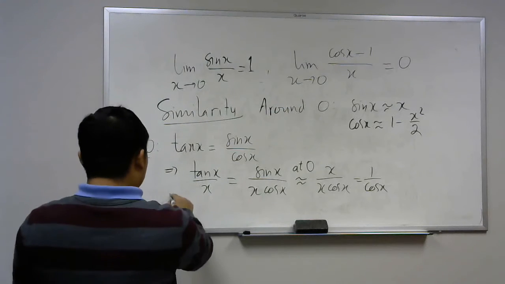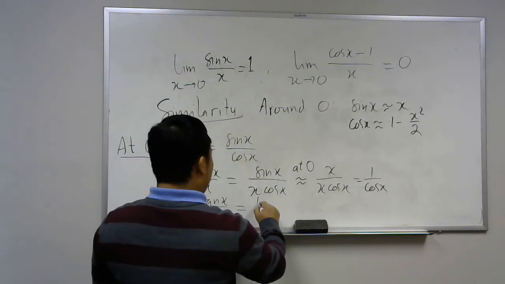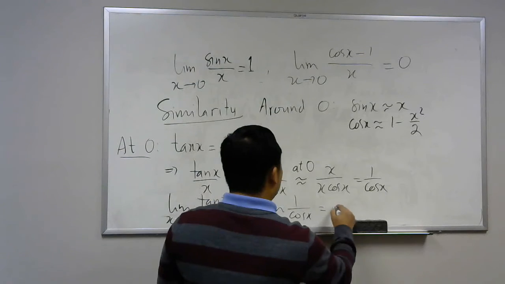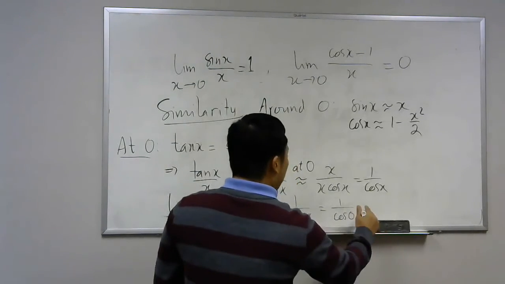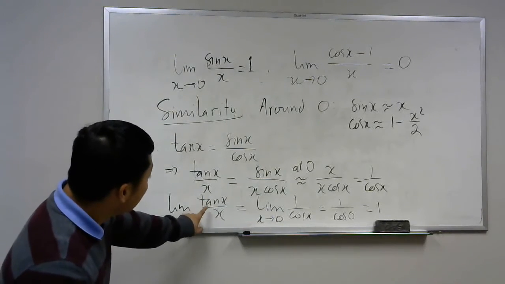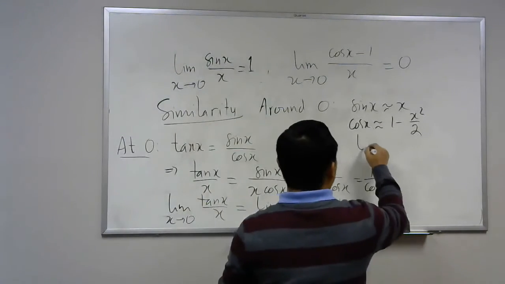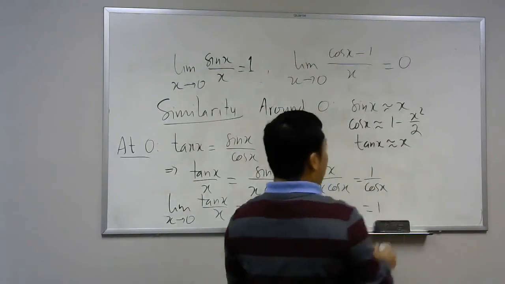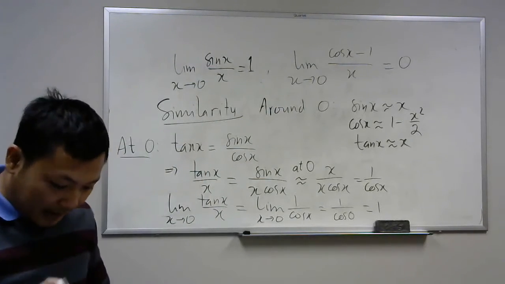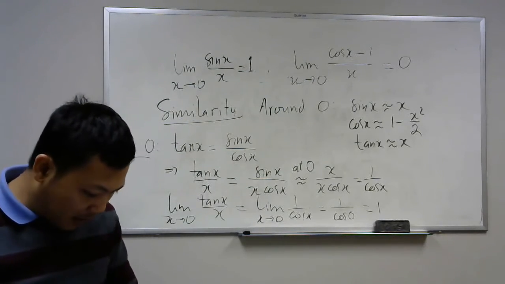And now you have the limit of tangent of x over x when x goes to 0. That is just the limit of 1 over cosine of x when x goes to 0, which is 1 over cosine of 0, and that is 1. So what does it mean? That means at 0, tangent of x and x are very similar. Okay? So I say I have tangent of x similar to x. You see?